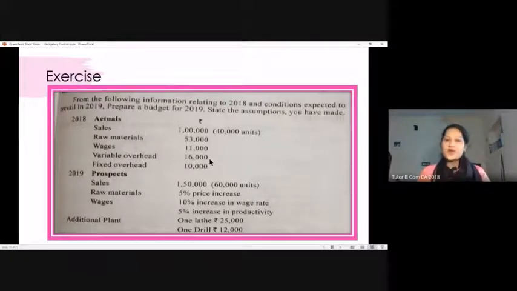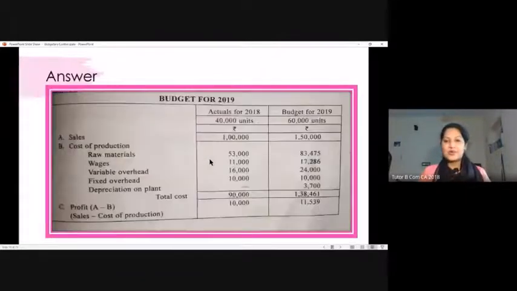In the same way, we will compute wages and variable overhead also. But for fixed overhead, we need to remember that it will be the same for both periods unless there is a change mentioned in our question. Here it is not mentioned, so we take 10,000 for both these periods.